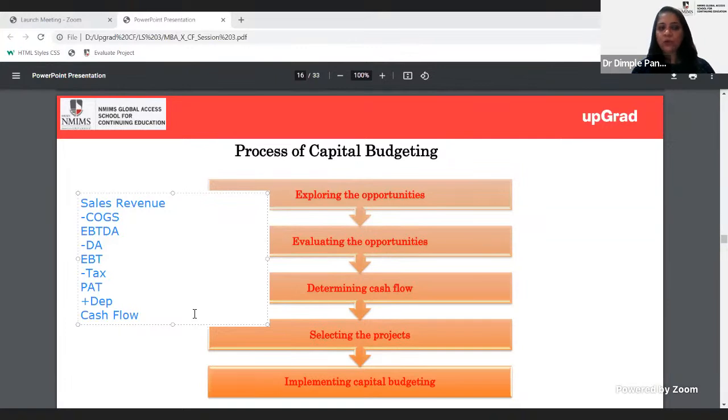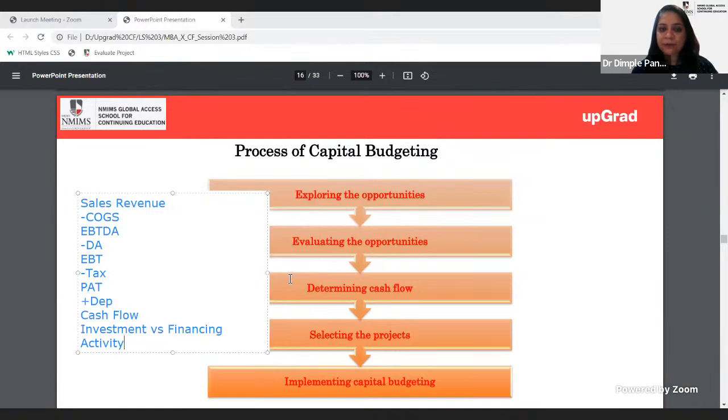Because borrowing you will do for any of the projects, whether it is project A, project B, project C, any project. But if I want to understand whether I should go for project A, project B or project C, I have to be very clear in understanding that I have to differentiate between investment versus financing activity of the company. Investment versus financing activity of the company, I need to be very clear on that.